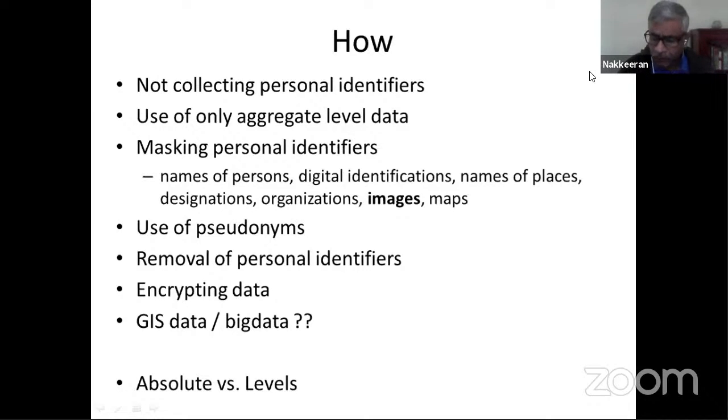If you look at a lot of surveys, they use separate folios which can be torn apart after the survey is done, and this is coded and entered separately. Or the personal identifiers are kept in an encrypted manner. And the issues of GIS data, big data, digital research introduce new dimensions of problems of anonymization.